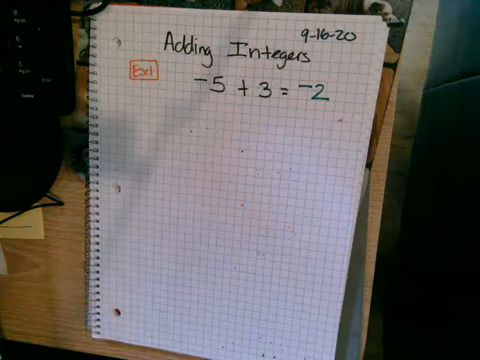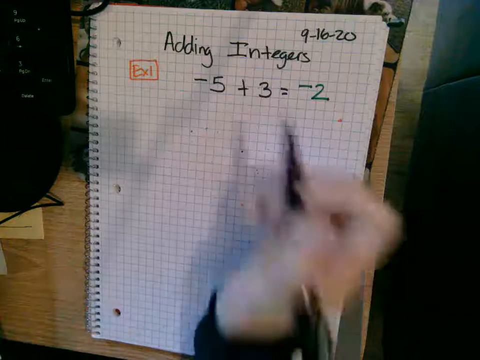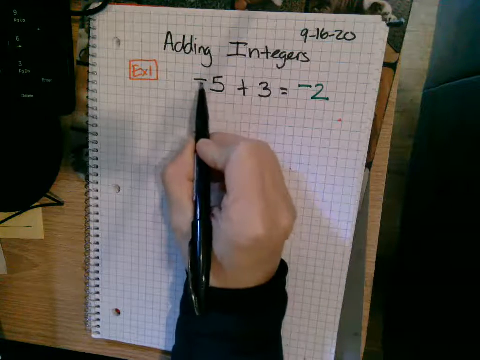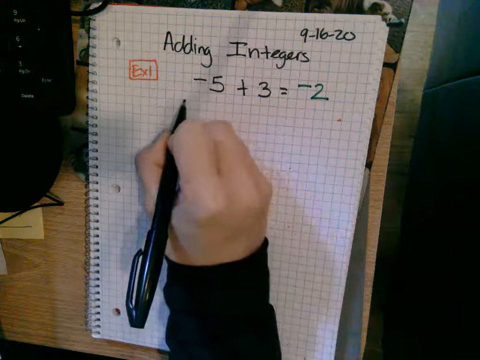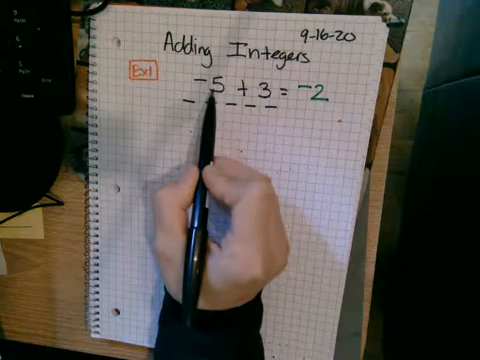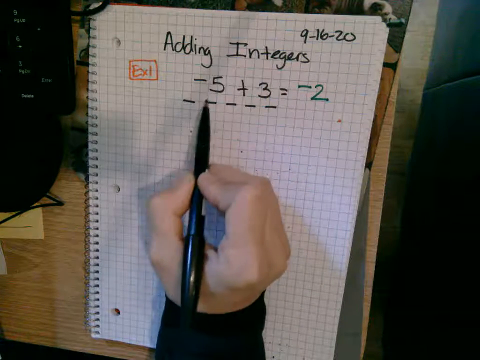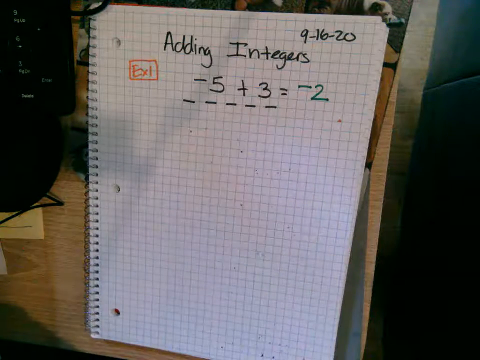Well, I'm going to show you one way of doing it today. It's called drawing your tiles. So I'm going to draw my first number of -5 using -5 tiles. 1, 2, 3, 4, 5. So here I have 5 negative tiles. That represents my first number. Now my second number is a +3.